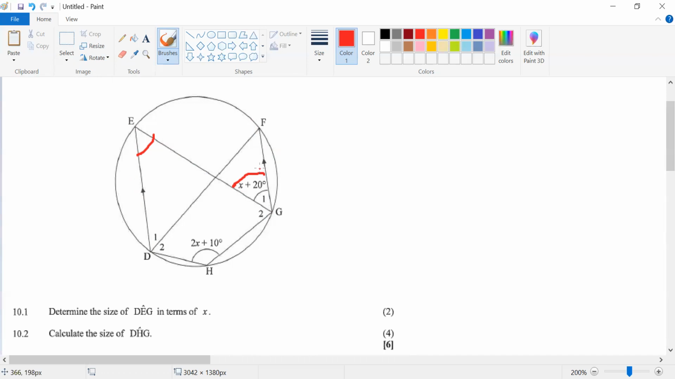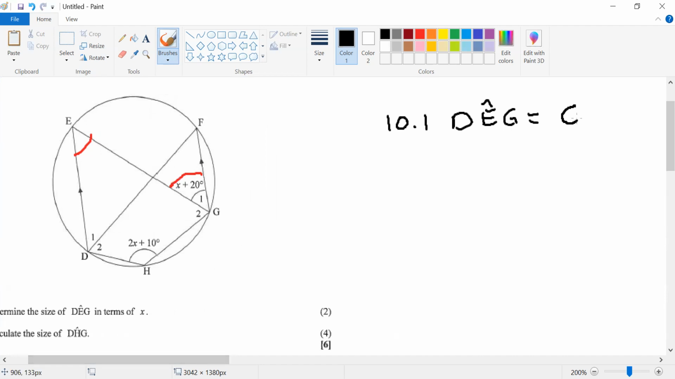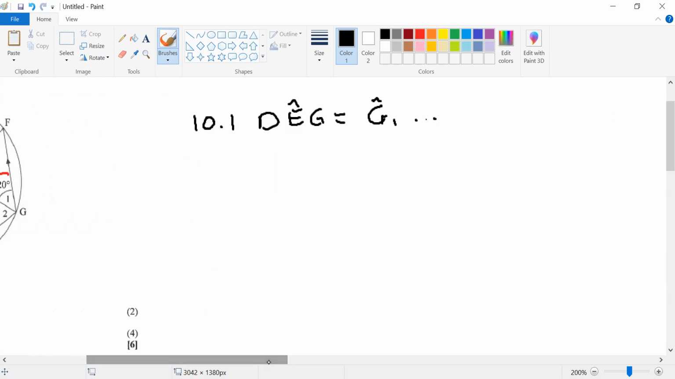All right. So all we really have to do from here is identify how we're going to solve it, and we just have to write down the reason for that. So we know that for 10.1, angle DEG is going to be equal to angle G1, and that is because of alternate angles. And make sure that you give the parallel lines. In our case, the parallel lines are ED parallel to FG.